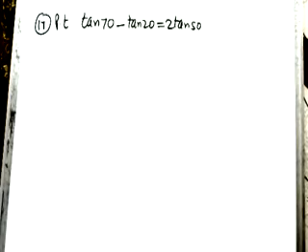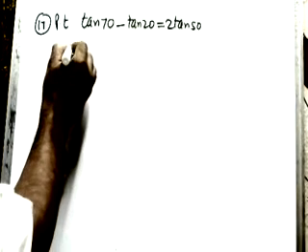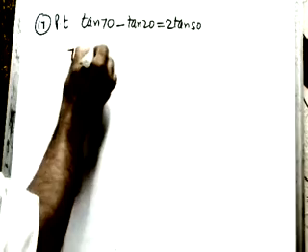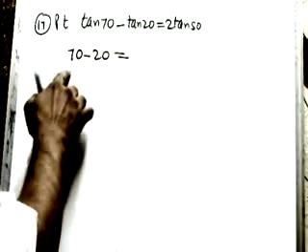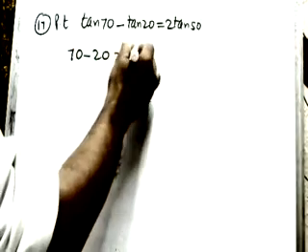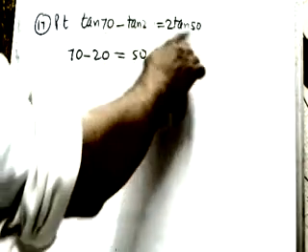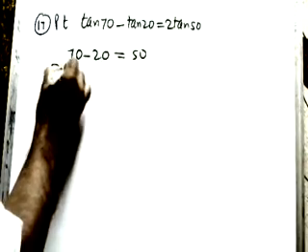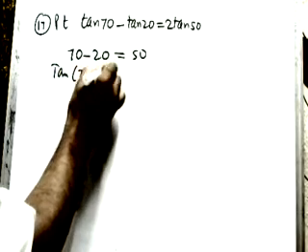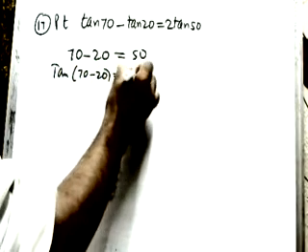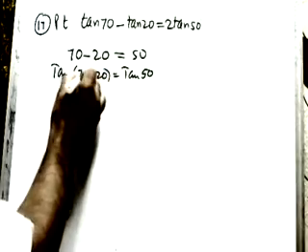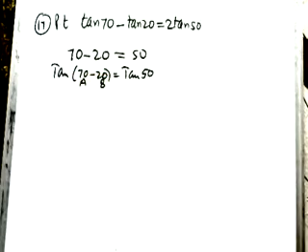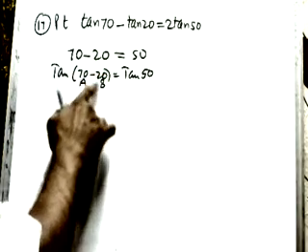Now see the next question. Tan 70 minus tan 20 equals, we have to prove, 2 tan 50. We have to start like this. Watch carefully. 70 minus 20. What will be the value of 70 minus 20? 50. So by seeing these angles, we have to start like this. 70 minus 20 is 50. Now apply tan on both sides. So tan (70 minus 20) equals tan 50.